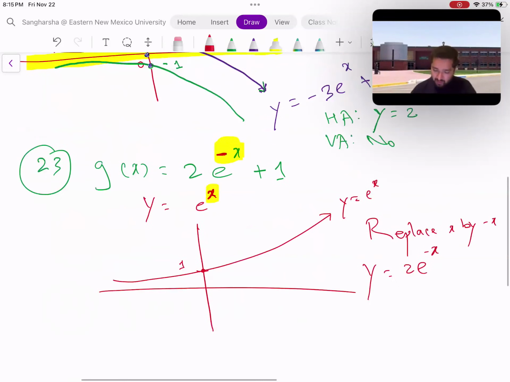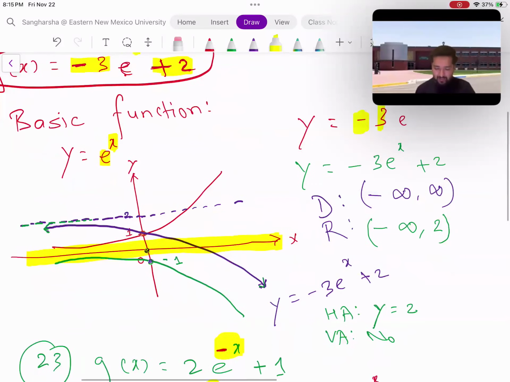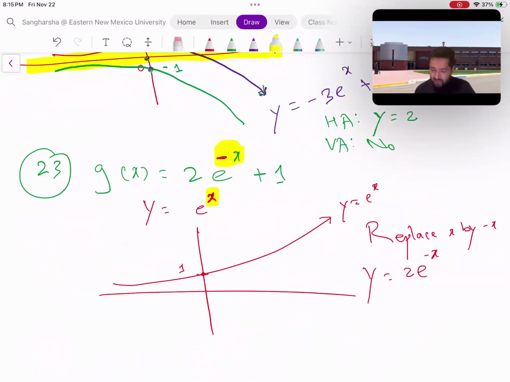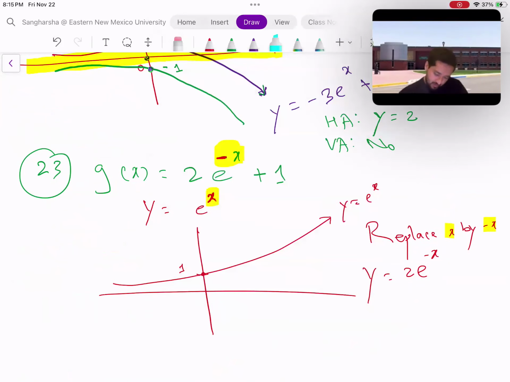Now, in the previous case, we multiplied our function by negative. When you multiply your function by negative, we reflect along the x-axis. Now, if you are replacing x by negative x, we are reflecting our graph along the y-axis. Just consider that you have a mirror along the y-axis and you reflect your graph.